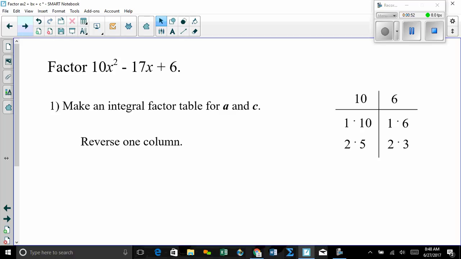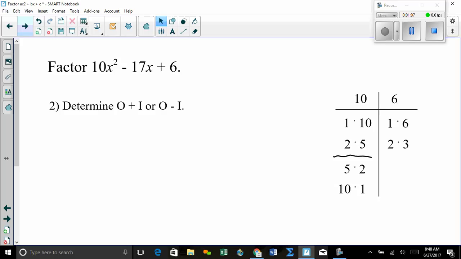It doesn't matter which column you reverse, so I usually will write a squiggly line under one of the columns and then reverse those factor pairs. Step number 2 is we have to determine, is it O plus I or O minus I? O stands for outside, I stands for inside. To decide which one it is, we want to look at the sign of C. In our case, C is positive 6, so we want O plus I.